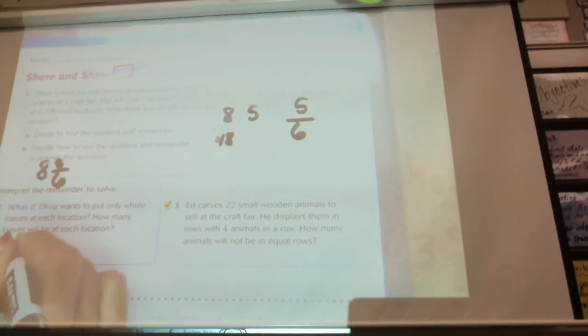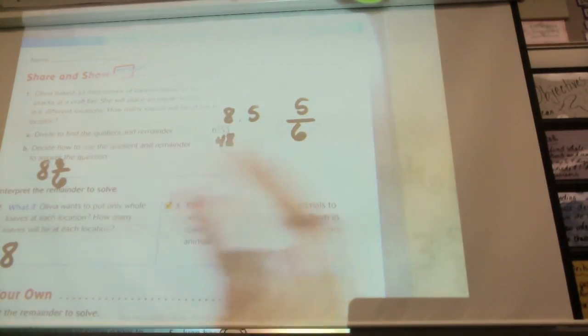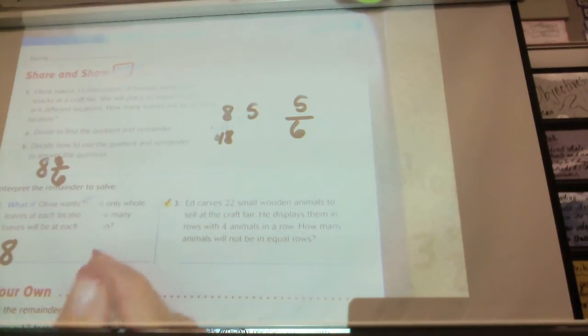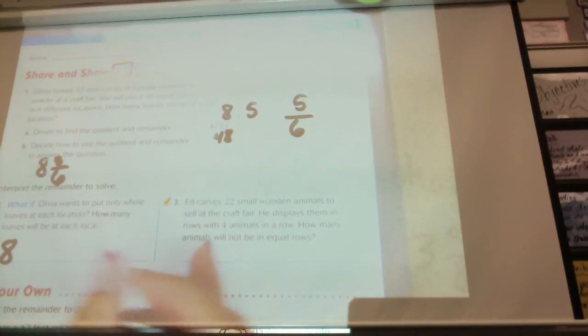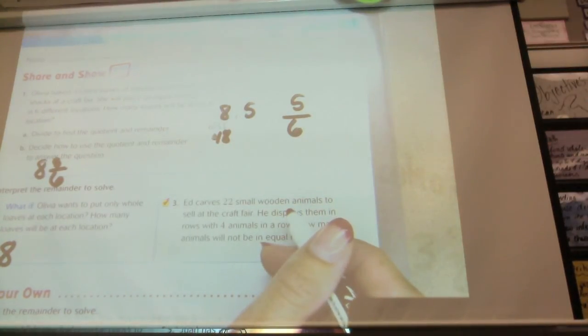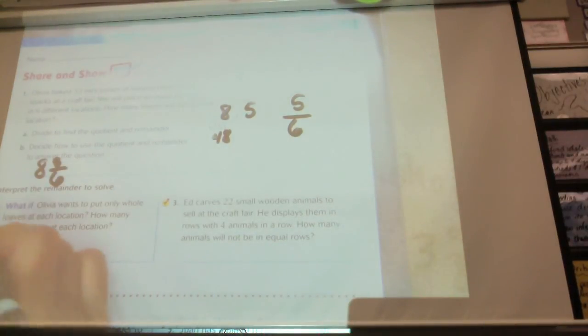8 whole loaves. Will any tables have more than 8? Can she put more than 8 at any table? No. We have 5 whole loaves left over. Can any of those tables have extra loaves at them? Yes. So if she wants to put an equal amount, but she doesn't want to waste those 5 extra, can she add those to some tables? Yes, she can add, and she only has 6 tables. So one table would actually have 8.